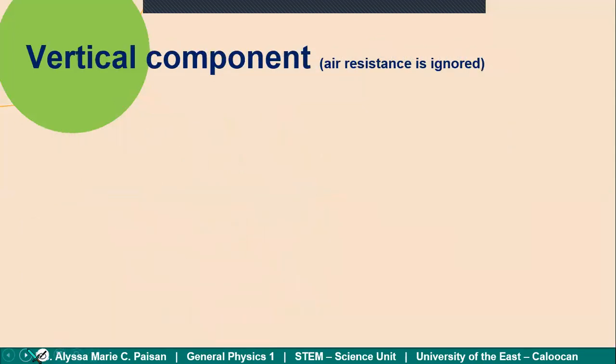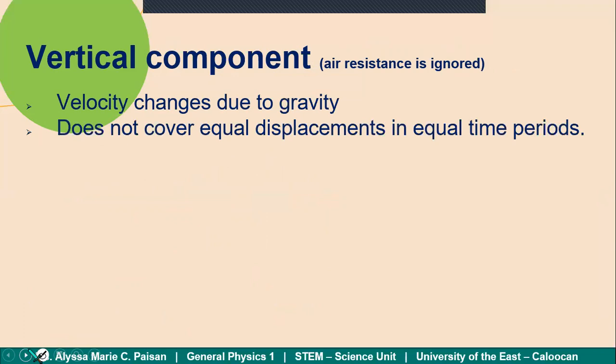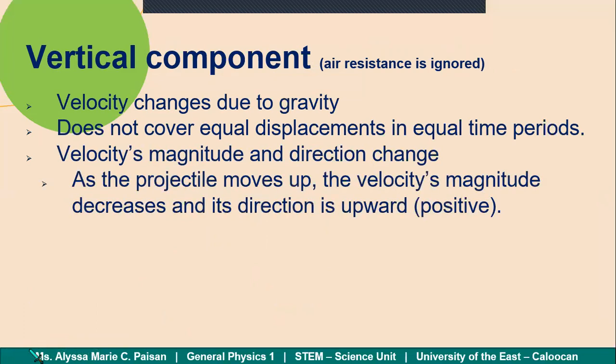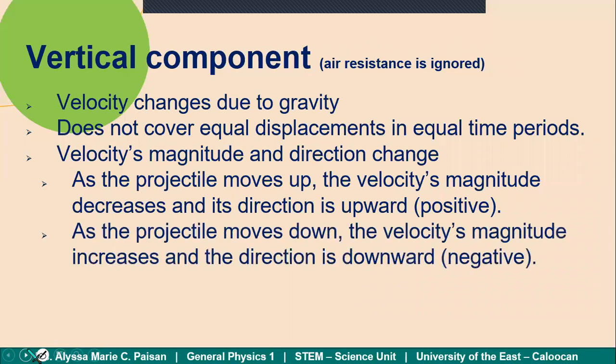Let's have the vertical component. Here are the characteristics. Velocity changes due to gravity. Does not cover equal displacements in equal time periods. And the velocity's magnitude and direction change. As the projectile moves up, the velocity's magnitude decreases and its direction is upward. As the projectile moves down, the velocity's magnitude increases and the direction is downward.